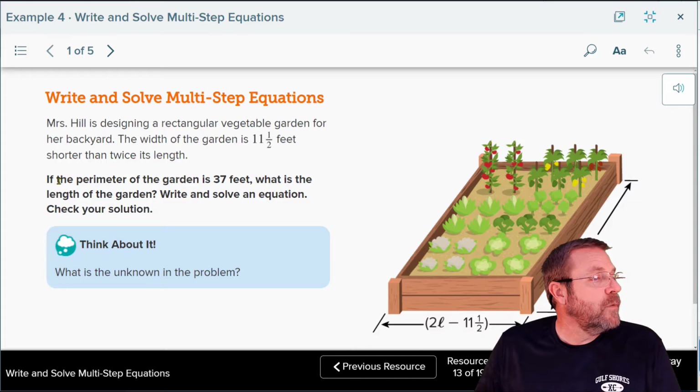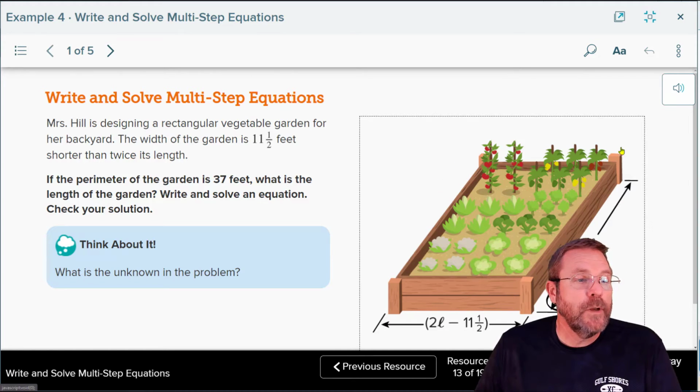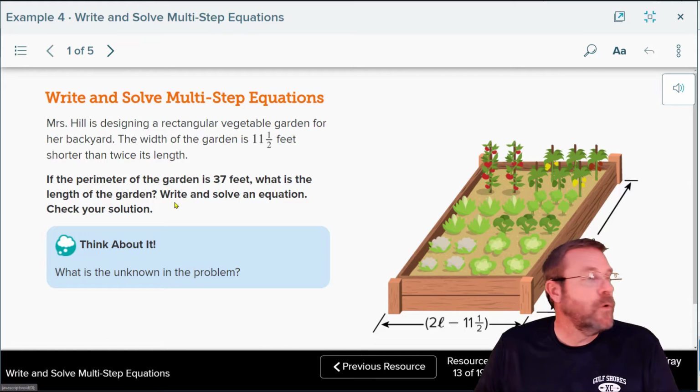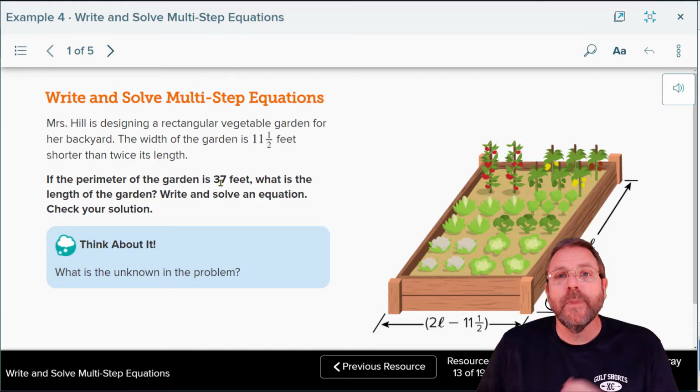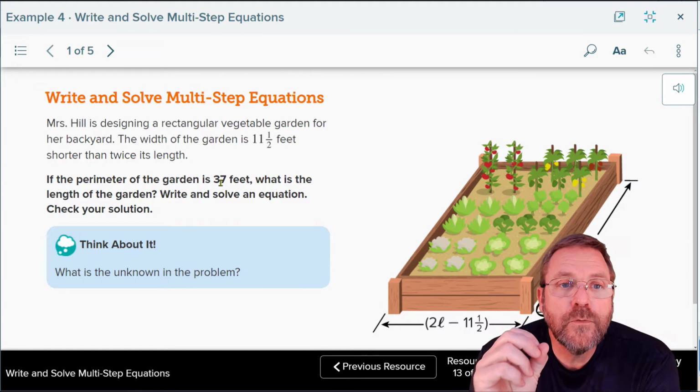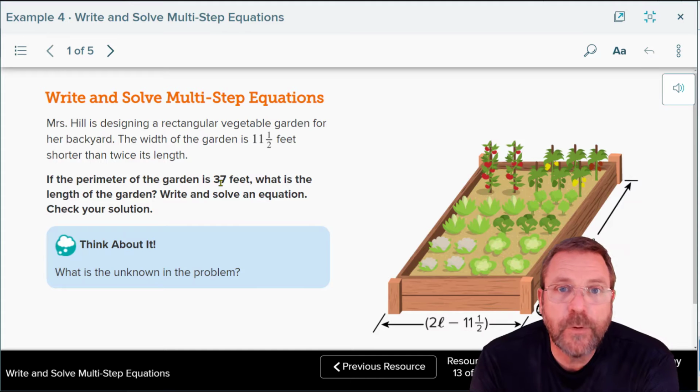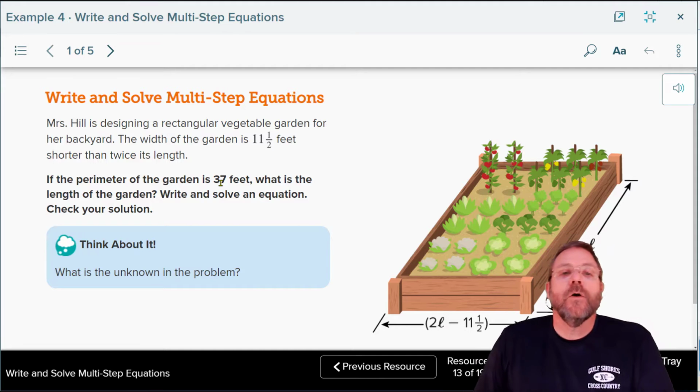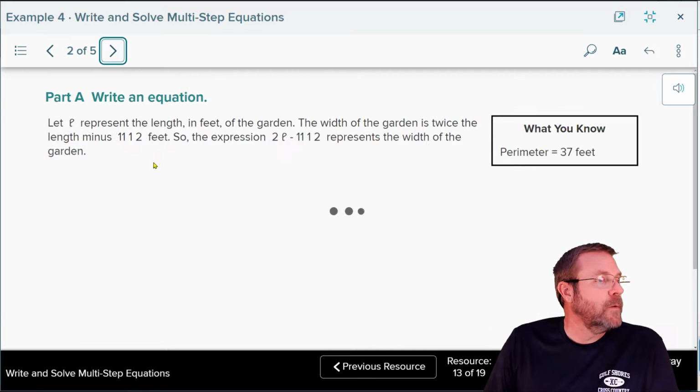We also know that the perimeter of the garden is going to be 37 feet. So if you did the length plus the width plus the length plus the width, you're going to get 37 feet total, and they want us to come up with an equation that we can use to represent the perimeter of that garden and to find out what the lengths of the sides are going to be.